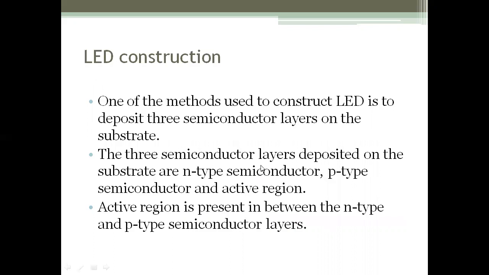Coming to the construction of an LED, this LED construction mainly consists of three layers deposited one on the other. First one is a substrate of N-type semiconductor on which a P-type semiconductor has been deposited. Between those N-type and P-type, an active region will be formed. These are the three layers by which an LED can be fabricated. The active region is present in between the N-type and P-type semiconductor layers.